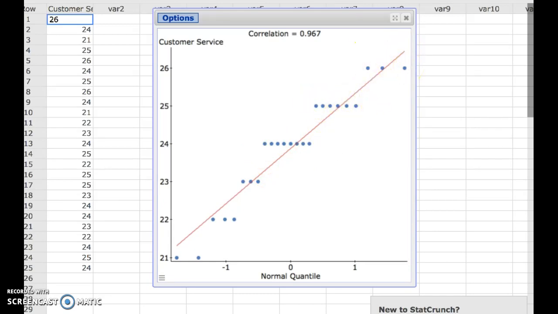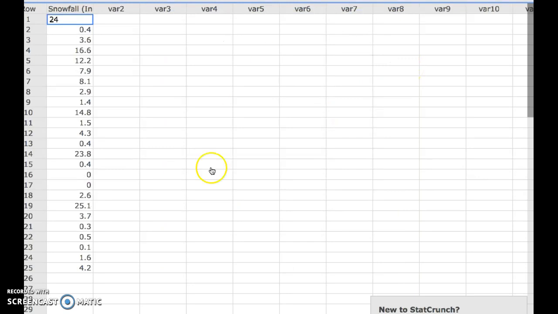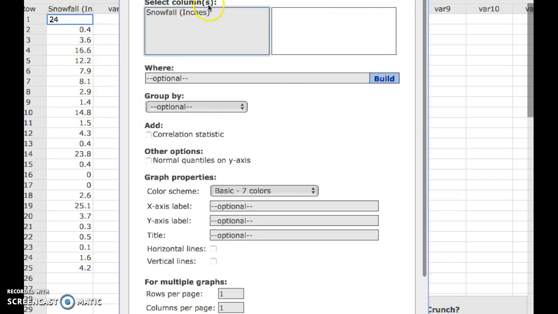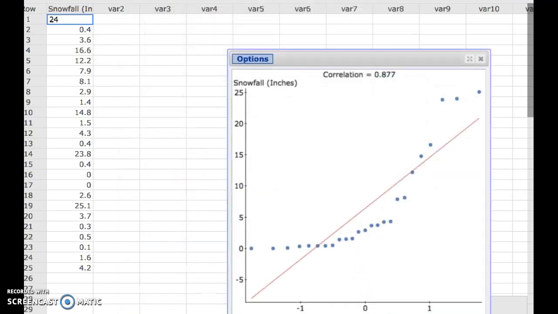Now, I want to do another plot for us with 7.3.10. This actually gives 25 days in selected years of snowfall in a particular city. So we have snowfall in inches. And let's just create a QQ plot out of this one. I'm going to add the correlation statistic and compute.